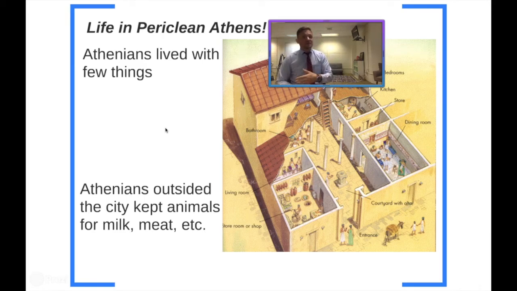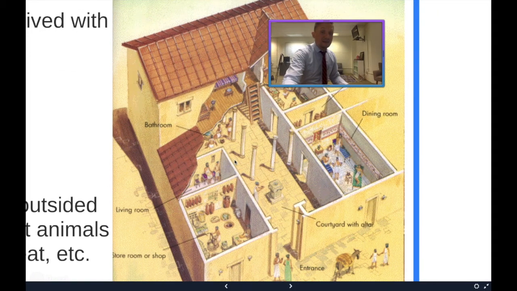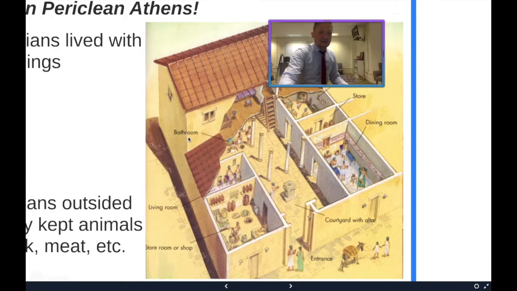We'll get into some of those things a little bit tomorrow in class as well, but we're going to finish up a couple of them right now. So Athenians, just so you know, most common Athenians didn't have a ton of stuff, right? They lived with very few things. Most of the Athenians lived outside of the city, and they would keep a few animals for milk and meat and things like that. And most Athenians did not live in houses that were this nicely constructed, right?